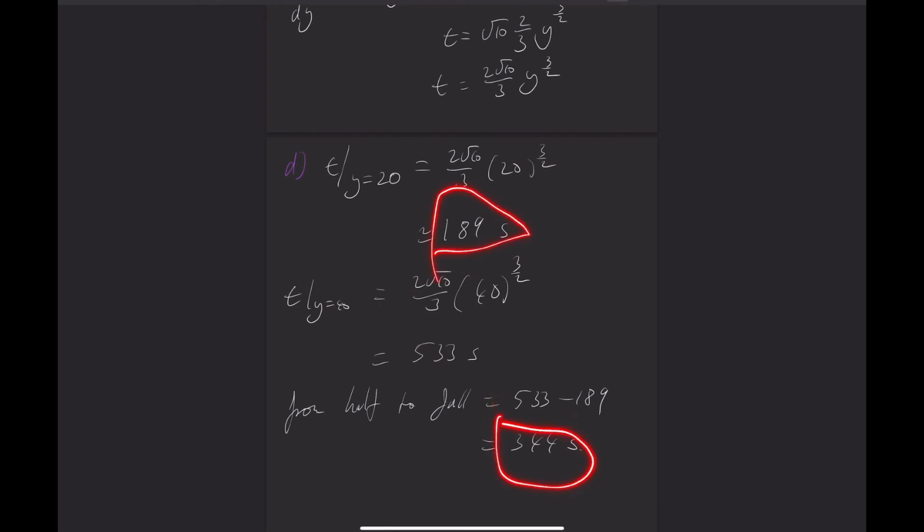Think about why these two are not the same. I went halfway up, and then the next half took longer, but the rate didn't change. So think about why that happened.